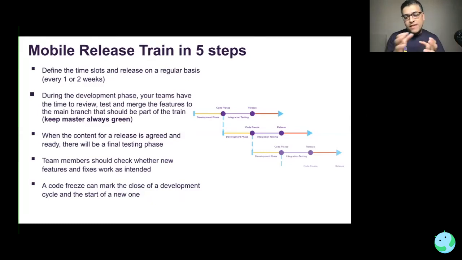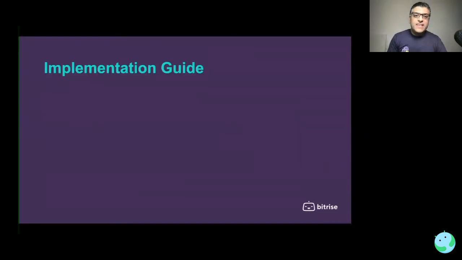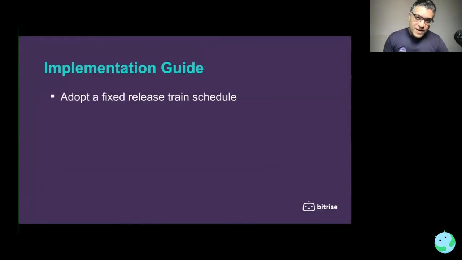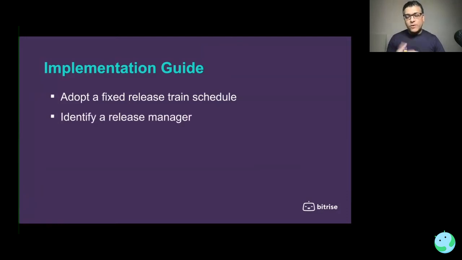So if the developer is not able to finish it until the code freeze date, okay, no problem. It will be in the next release, and there is no problem in this one. The implementation guide for the release train: you should adopt a fixed release train schedule, as we mentioned. You should identify a release manager to manage all of these things and add the schedule for releases, always syncing with the managers, with the product managers, with all the teams to align together about our goal or our mission.